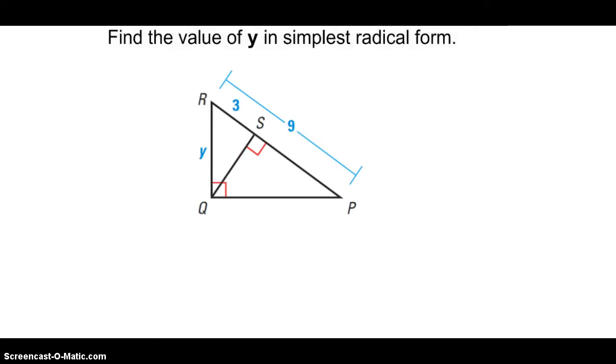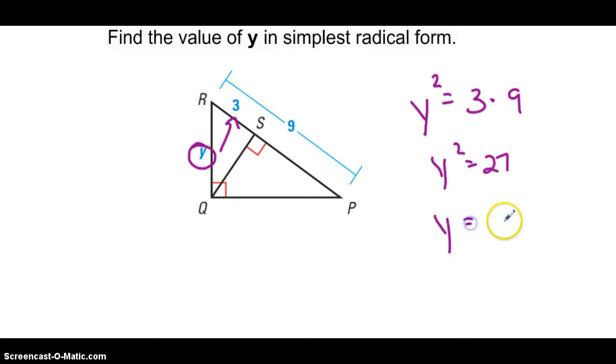It says find the value of y in simplest radical form. So you want to evaluate, okay, are we looking at the altitude or are we looking at one of the legs of the right triangle? Here we're using one of the legs. So the leg is the geometric mean between the adjacent hypotenuse segment, which is given as 3, and the length of the entire hypotenuse itself, which is 9. So this is pretty easy. y squared equals 27. So in simple radical form, we would get 3 root 3.